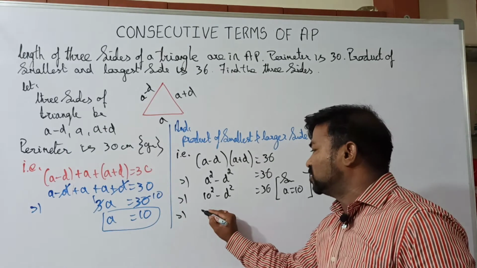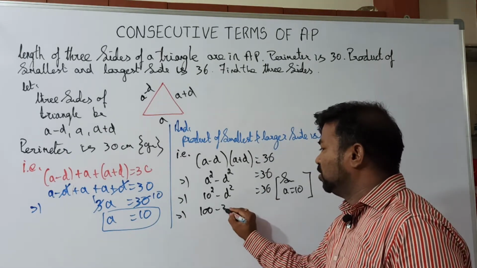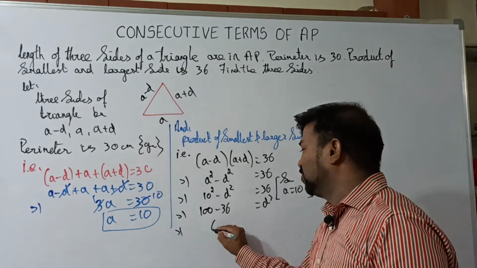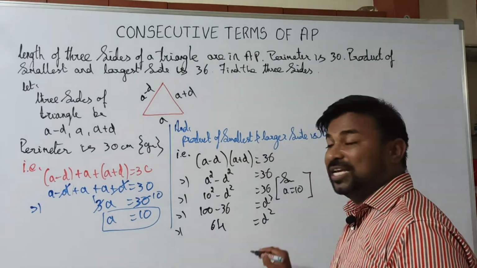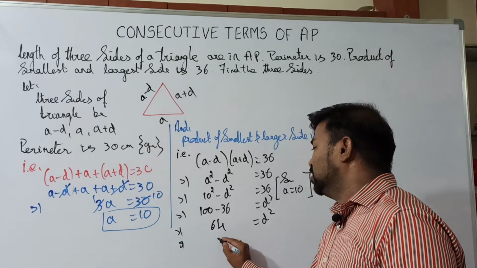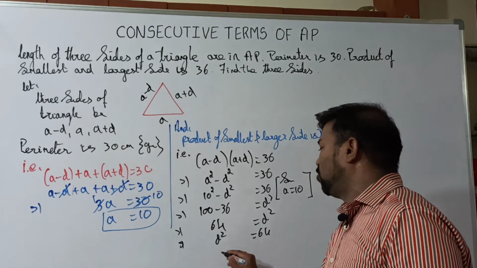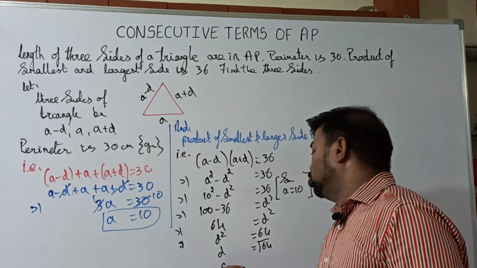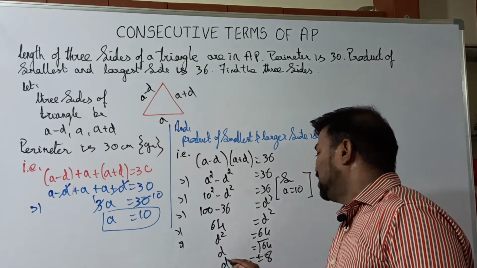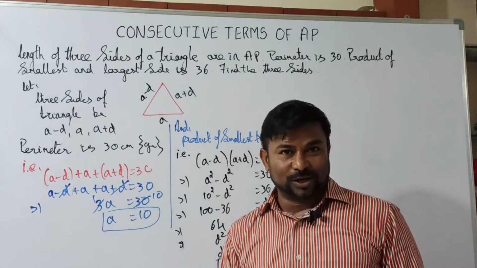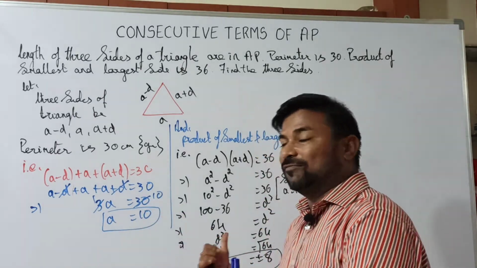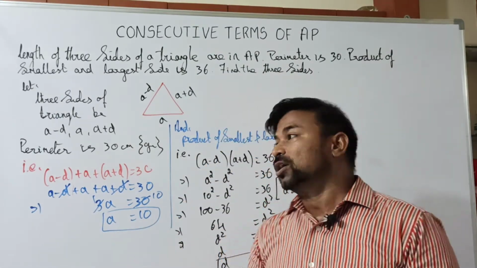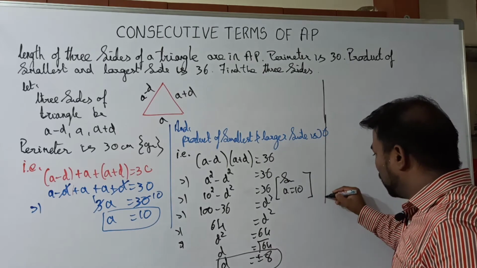So let us simplify. As you all know, 100, let's bring it here, minus 36 equals D square. It's nothing but 64 is equal to D square. We need the value of D. So D square is equal to 64, D equals root 64, which is nothing but D equals plus or minus 8. Yes, we got it. So we got the value of A and we got the value of D. What's the ultimate target? Let's find the three sides of the triangle. So let's plug in the values there.